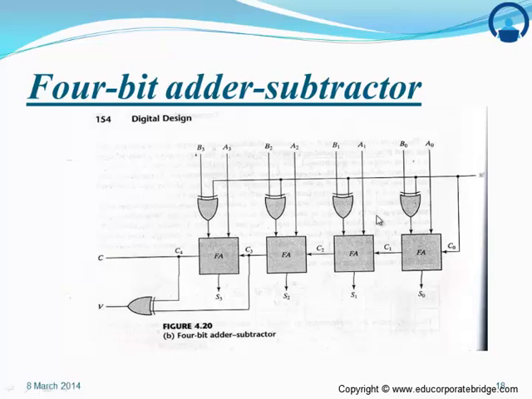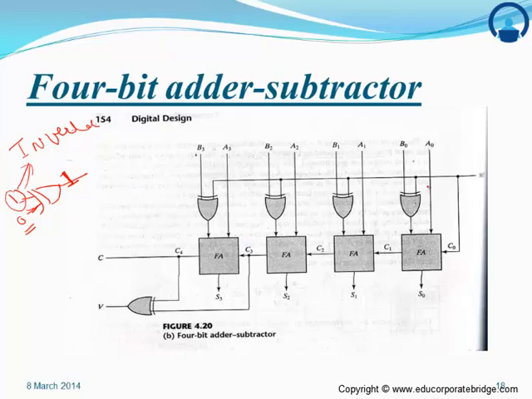Let's work it out. Let's say this is an XOR gate. If this is 1 and this is 0, since one of the inputs is 1, the other input is 0, the output of this XOR will be the inverted of the second input. That is, the output of the XOR will be 1. Therefore, when the input is 1 to the XOR gate, it acts as an inverter.